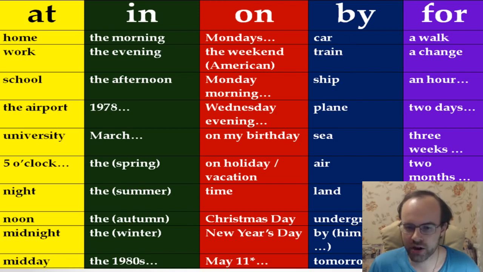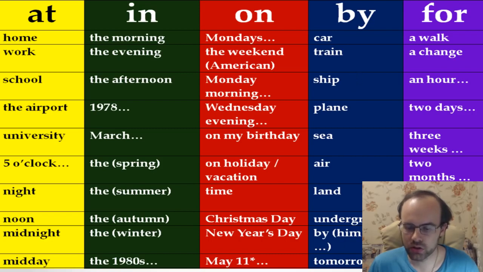So by underground. You also know that we use "by" with passive voice, for example, by him, by her. The book was written by him. It means that he wrote the book.